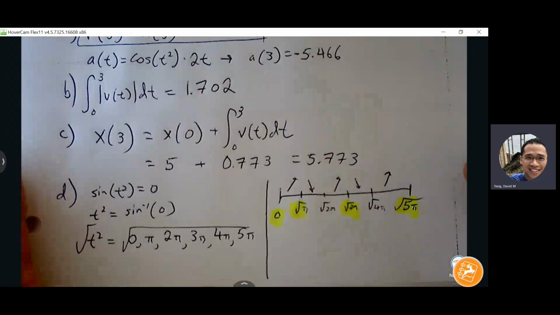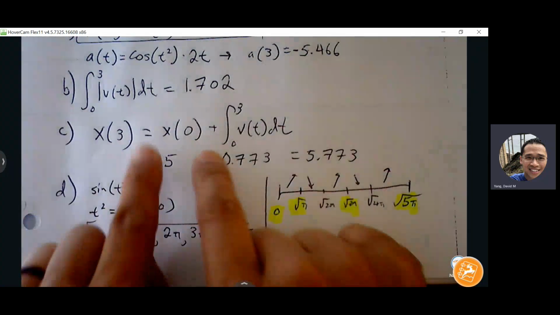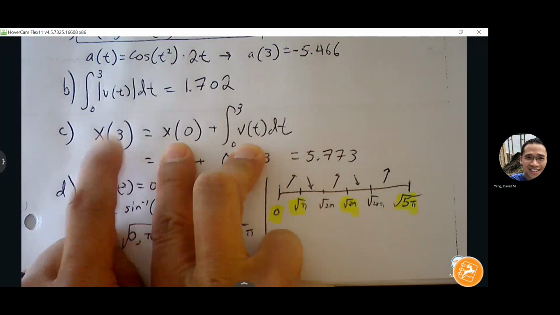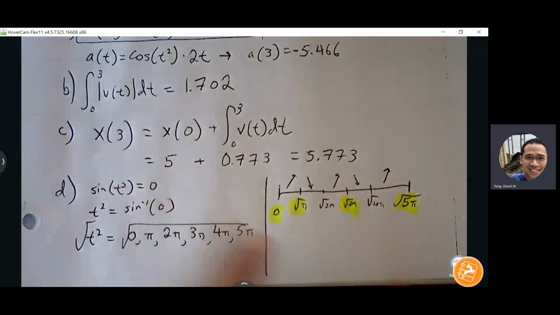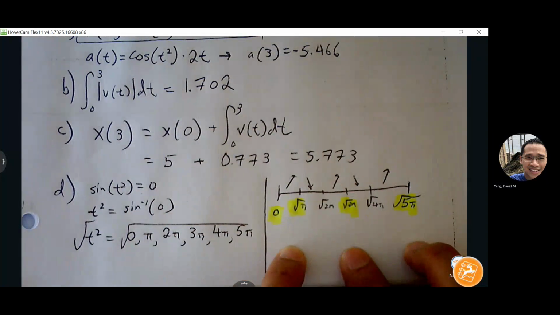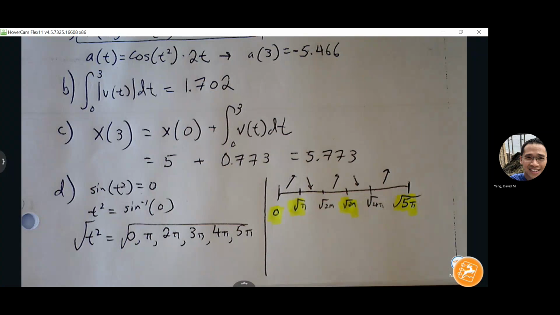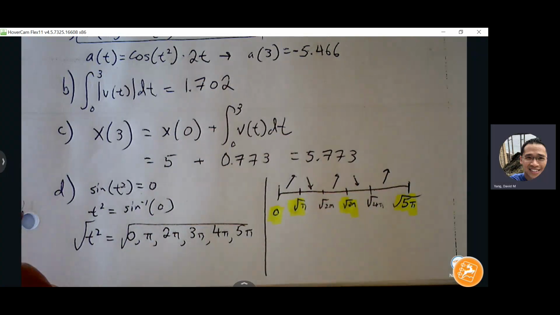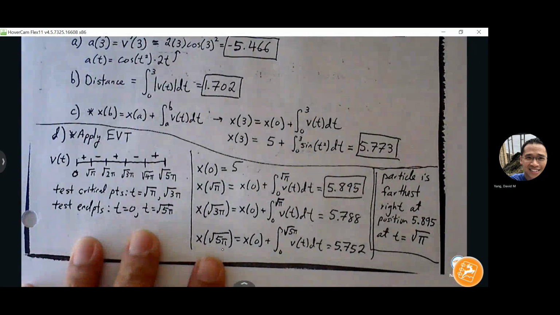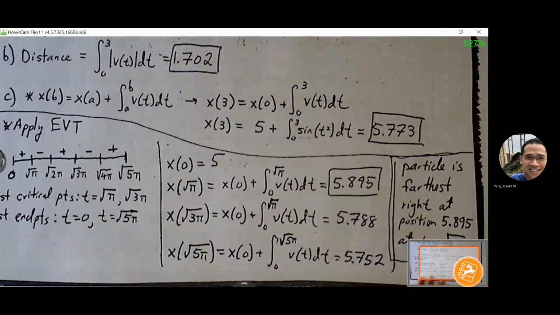So we need to go through this: final equals initial plus displacement for each of the points. We already know what x of 0 is, but we need to find it for root pi, root 3 pi, and for root 5 pi. So x of 0 equals 5. X of root pi is just initial plus displacement. So enter that in the calculator.